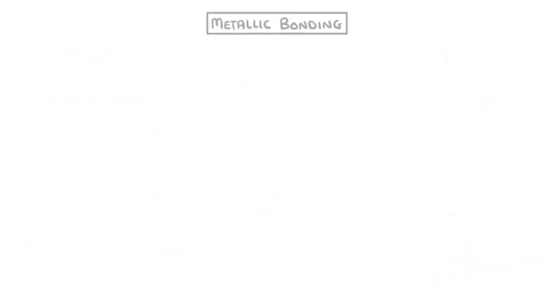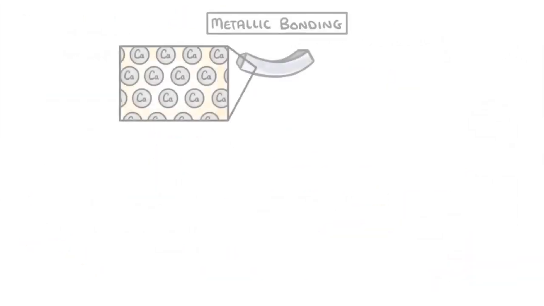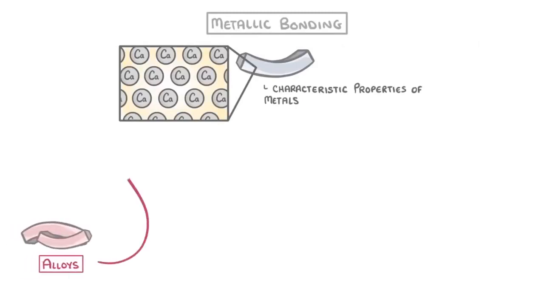Like bonding, which is the type of bonding you get between metal atoms, and we'll see how this gives rise to the characteristic properties of metals. Then lastly, we'll consider how alloys differ from pure metals.